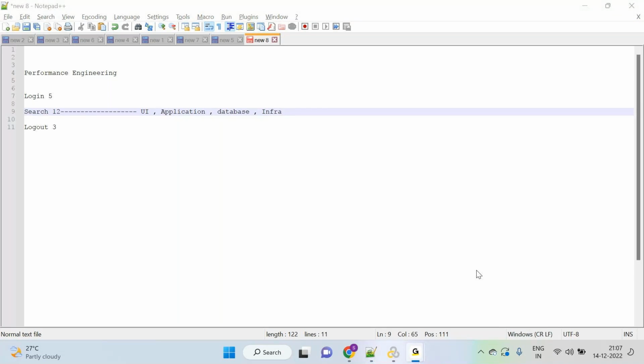So performance engineer means now we have a basic understanding. Performance tester's role is different. Performance engineer's role is actually different. Okay, it can be two ways, right? Proactive, reactive. What is proactive?